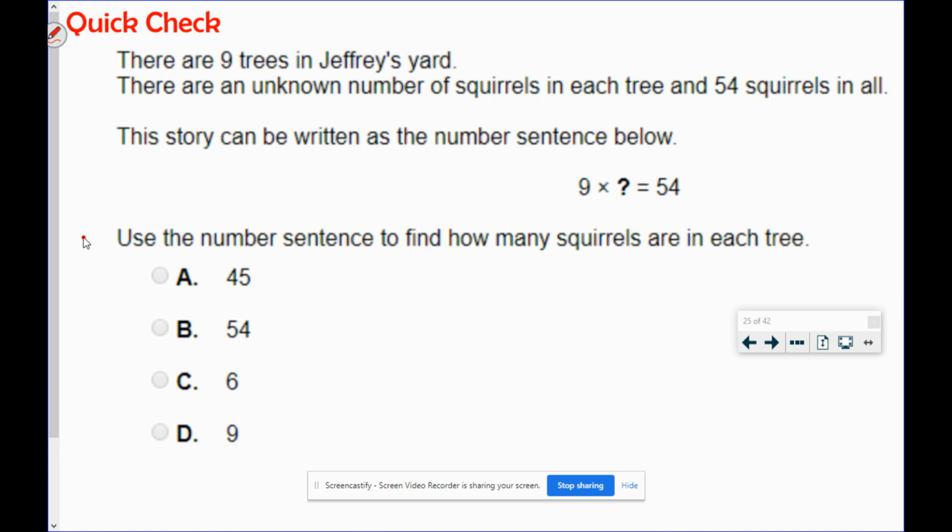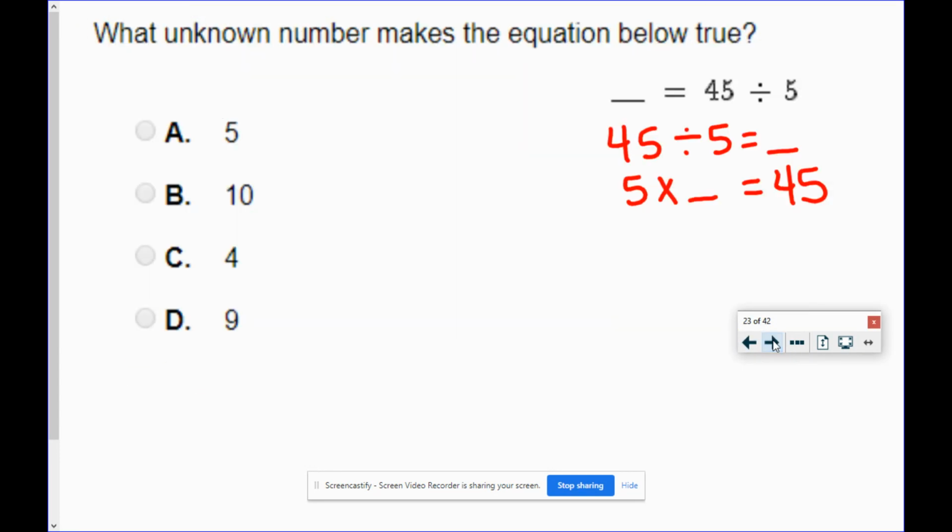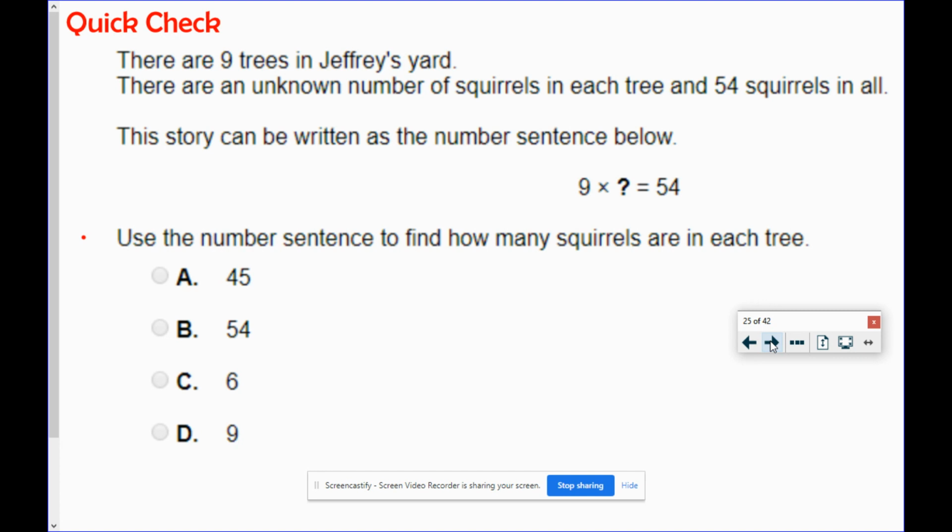This looks like something we drew out in a picture on a couple of slides ago. Is 9 times 45 54? 9 times 54 54? 9 times 6 54? Or 9 times 9 54? And the correct answer is C, 6, because we actually drew this out a few slides ago, right here. Sometimes the work we do on one problem can help us answer another one. And that is the quick check for today.